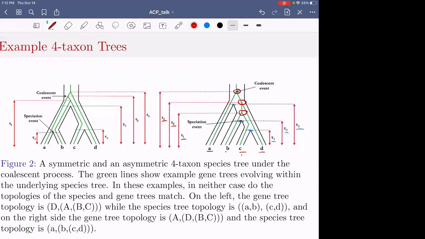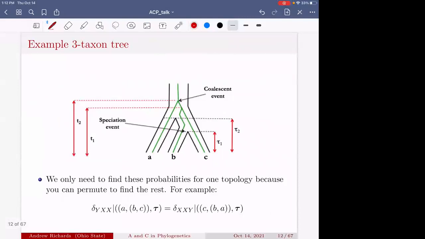And then in the 3-taxon case, it's similar, except you only have 3 taxa, so you only have 2 speciation events and 2 coalescent events to keep track of. And again, we have an example here of how we permute to find the data probabilities given different labelings on the tree.